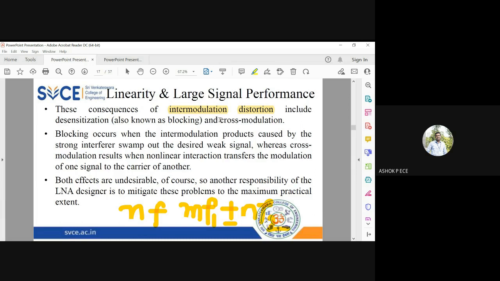Cross modulation is when your receiver is working across two frequencies. Those two frequencies are going to interfere. So these three things can provide noise to your LNA.